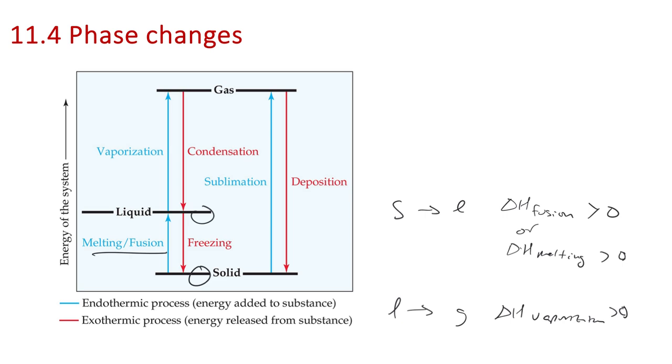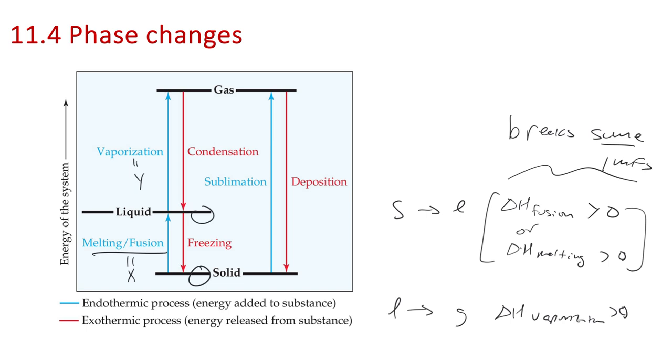But if you notice, the magnitude for the solid to liquid is smaller than the liquid to gas magnitude. So if we call this magnitude here X and this one Y, why does the magnitude of X look smaller than the magnitude of Y? That can be understood through this: melting breaks some of the intermolecular forces, but boiling has to break all of the remaining intermolecular forces. So the fusion process breaks some of the intermolecular forces, and this process here breaks all, or at least all the remaining, intermolecular forces.